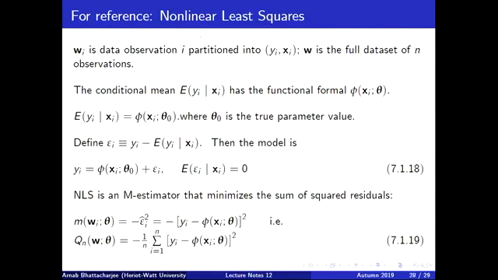Just one slide now, just for completeness, and reference, nonlinear least squares. Okay, so W_i is the data observation, partitioned into Y_i, X_i. Y_i is observations and X_i is regressors. W is the full data set. The conditional mean of Y_i given X_i has some functional form like this. Okay, which is nonlinear.